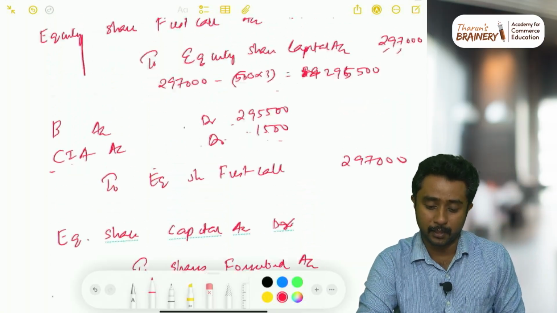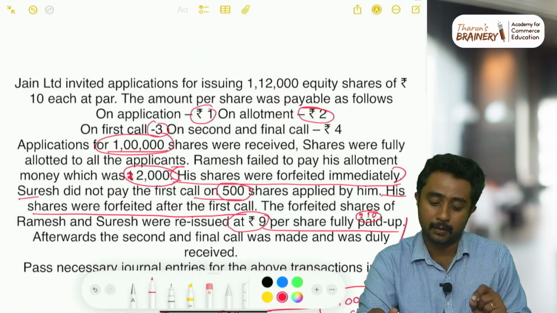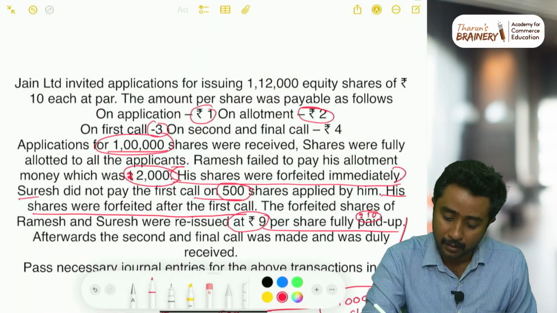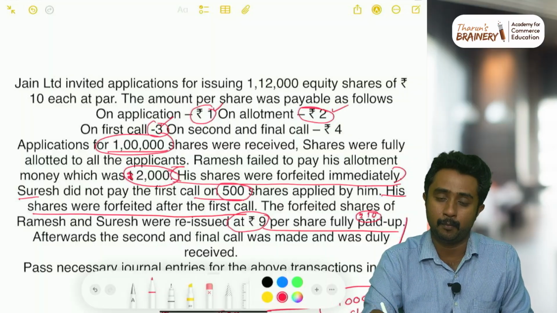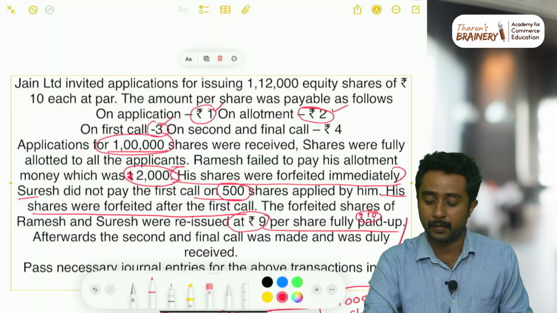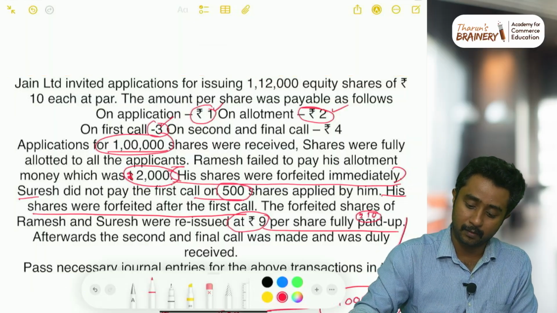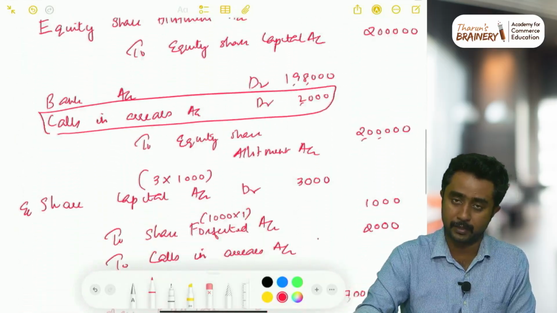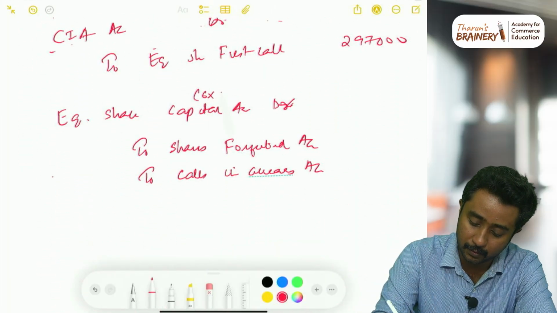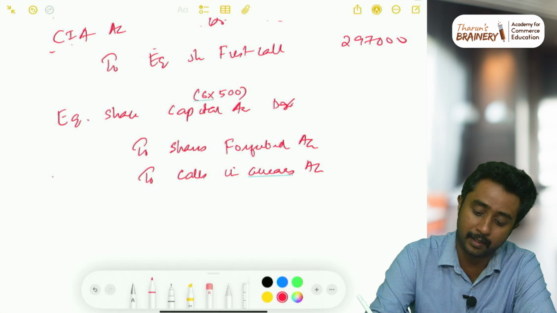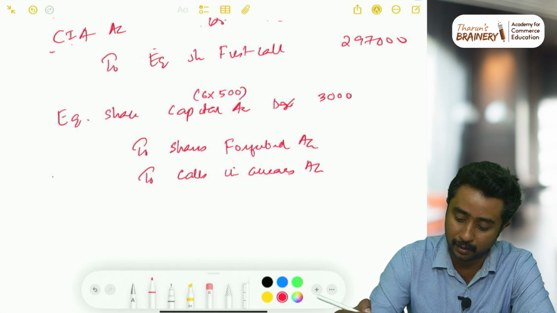Equity share capital account. When it comes to Suresh's shares, we have to mention the face value of the shares that was asked of Suresh so far. So the total face value that we have asked from Suresh is 1 rupee, 2 rupee and 3 rupee. In the case of Ramesh, it was only 1 plus 2. Here 1 plus 2 plus 3 will come. So obviously 6 rupees we have already asked. That means 6 into 500, as we are forfeiting Suresh's 500 shares, which will give us 3000.